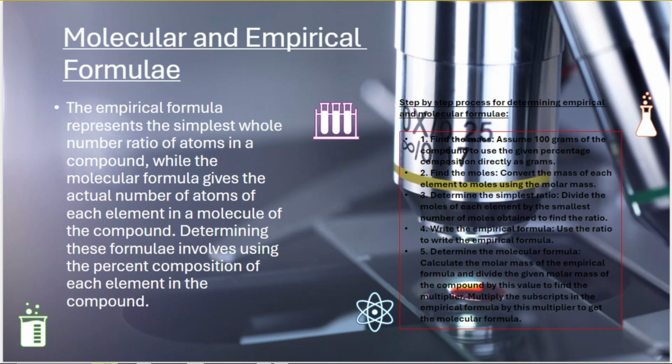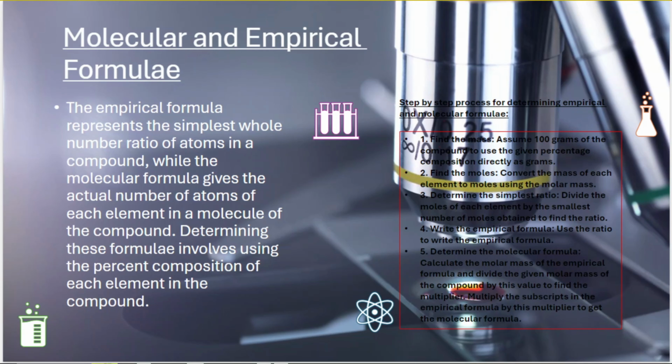And then we write out the empirical formula using the ratio. Then number 5, it says determine the molecular formula. Calculate the molar mass of the empirical formula, the formula we just found. Find the molar mass, okay? After you find the ratios, divide by the given molar mass.